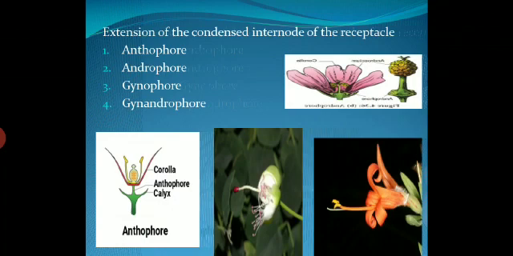Second one, the androphore. The androphore means the internodal elongation between corolla and androecium. Androecium means the male reproductive parts. For example, Grewia.